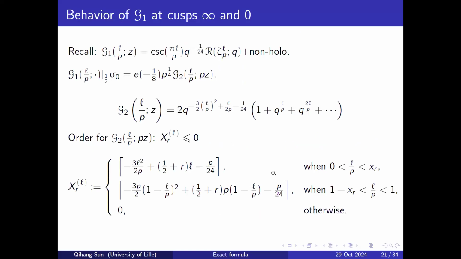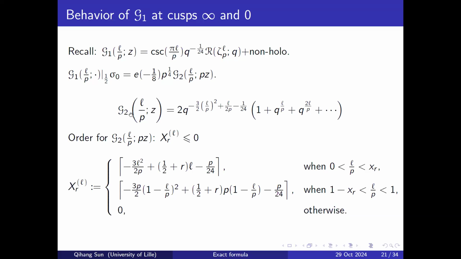The thing we want to know is G1. And the thing we actually want to know is the behavior of G1 at cusp infinity and cusp 0. At cusp infinity, it's not hard. It's just n minus 1 over 24 because of the rank generating function itself. The behavior of G1 at cusp 0 is transformed by the scaling matrix, and is actually the behavior of G2 at cusp infinity.